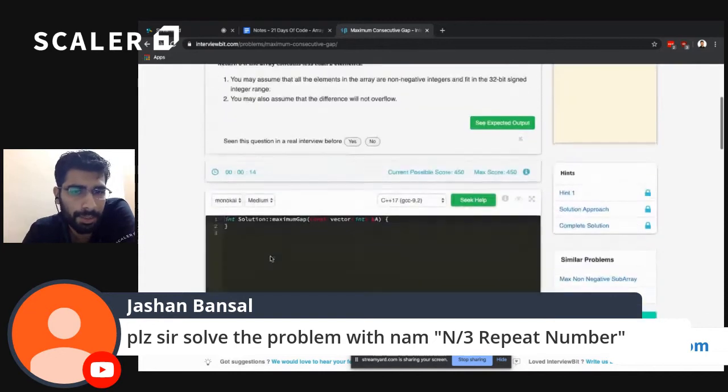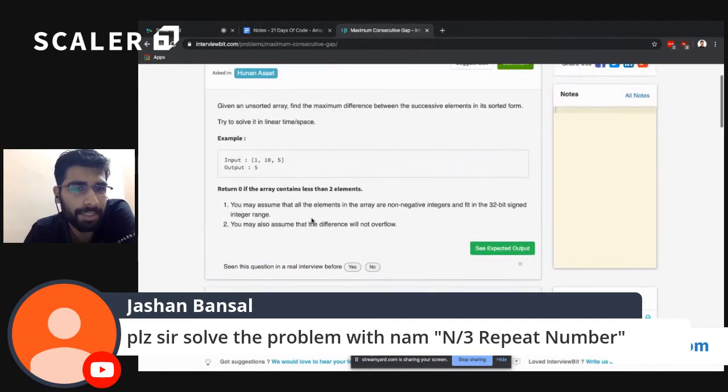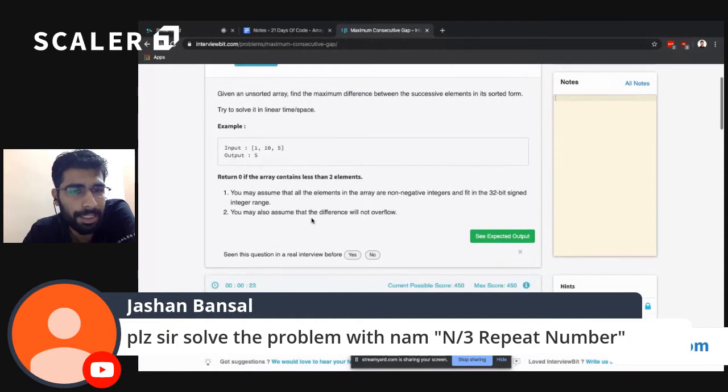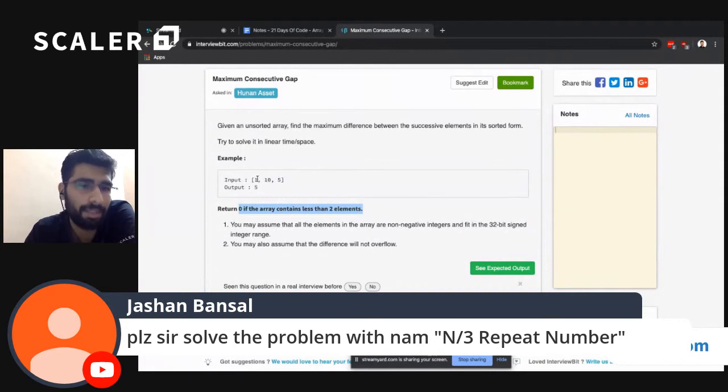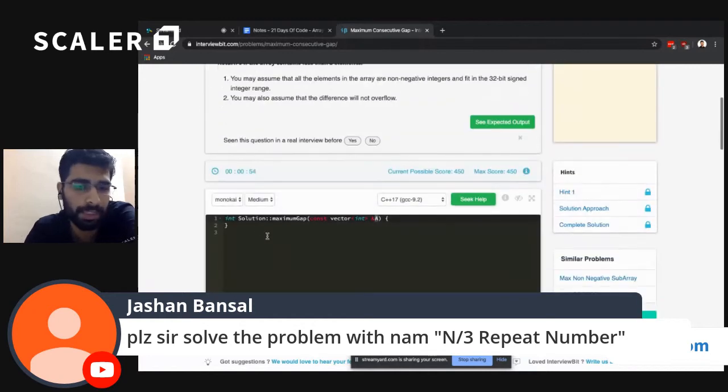Also, we are given A in a constant form, so that means we can't modify the array A. That is one thing we have to take into consideration. Also, if the array contains less than 2 elements, we can just return 0. Obviously, if there is only one element, then there is no gap in the array. You may assume that all the elements in the array are non-negative integers and fit in 32 bits. Will the answer also be 32-bit? Yes, the difference will not overflow, so the answer will fit in an integer.